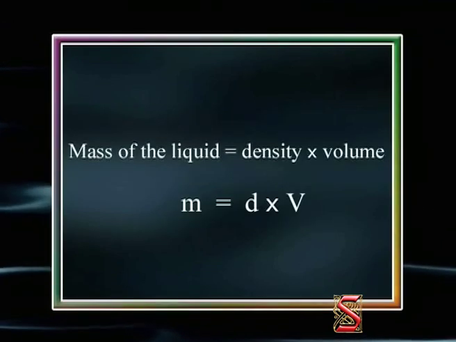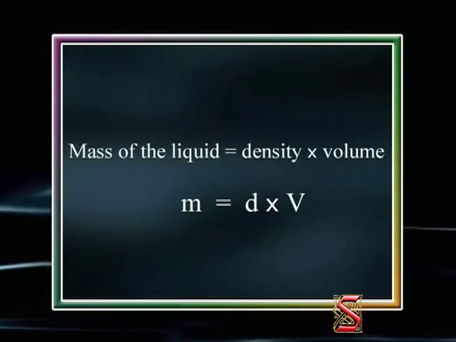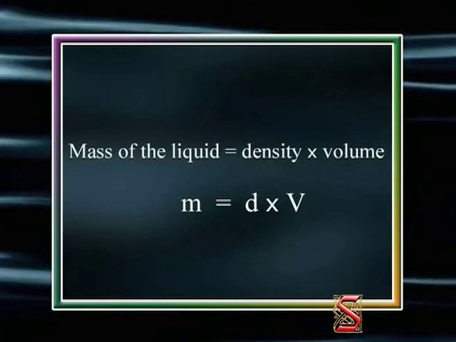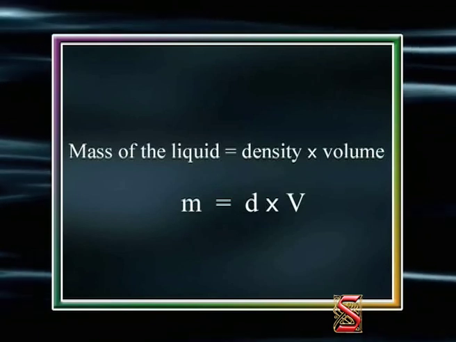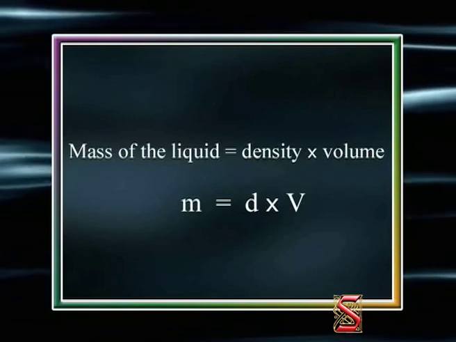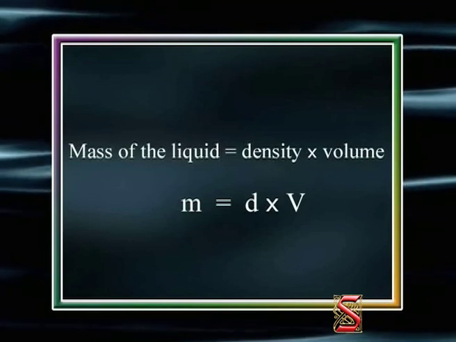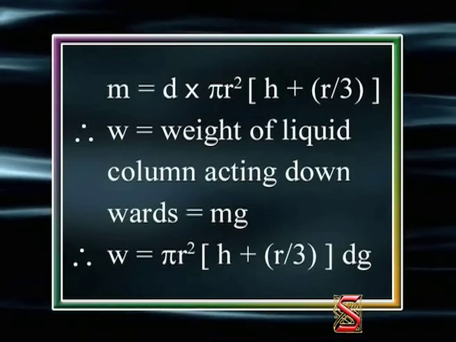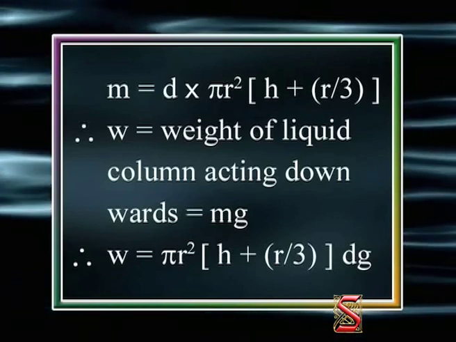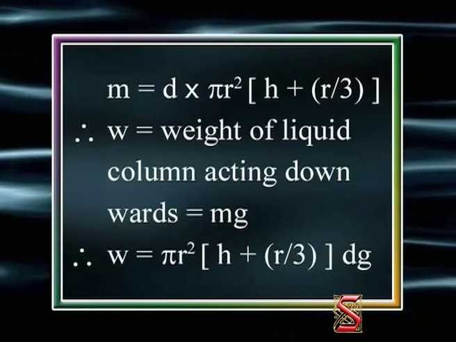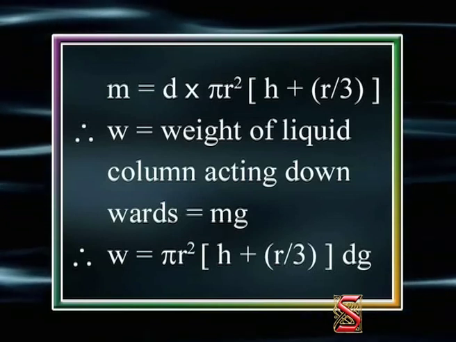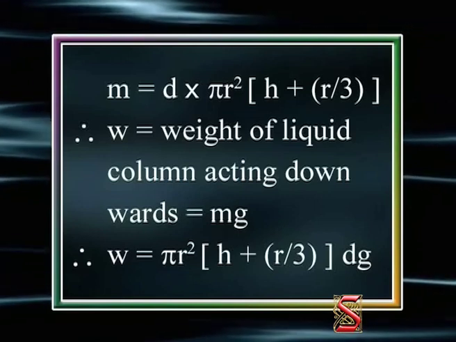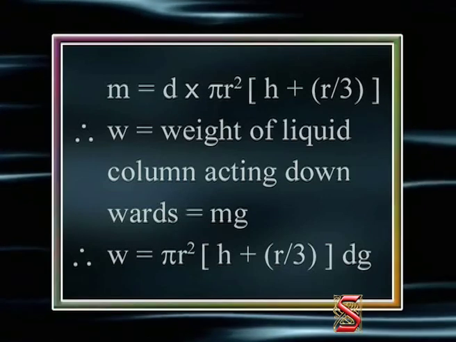Now the mass of the liquid is taken like this. We know the equation for mass. Mass is equal to density into volume. Here the density is taken as d and the volume is v, where that volume was already calculated from the previous derivation, that is pi r square into h plus r by 3. Now W is equal to the weight of the liquid column acting downwards, that is equal to mg, and that is equal to pi r square of h plus r by 3 into dg. Let us take it as equation number 2.